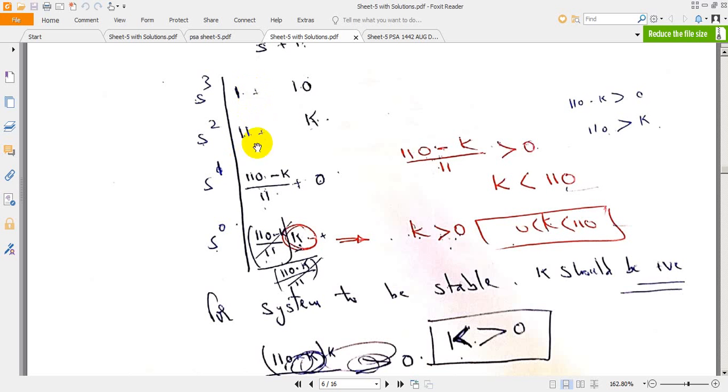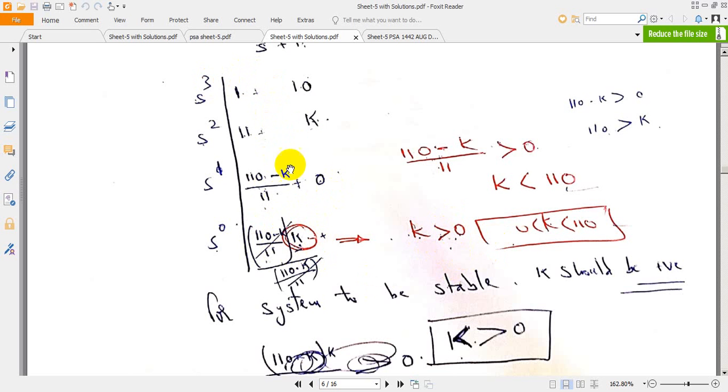Here the sign is positive, here the sign is positive, it means this expression should be positive for a stable system. Why? There should not be any sign change. If this is positive, we can write it as 110 minus k by 11 is greater than 0. So you can write it as k is less than 110. One expression we got. And for this, k is left out here. It means k should also be positive. When is k positive? K is positive when k is greater than 0. There should not be any sign change for a stable system. Hence we are taking k is greater than 0.